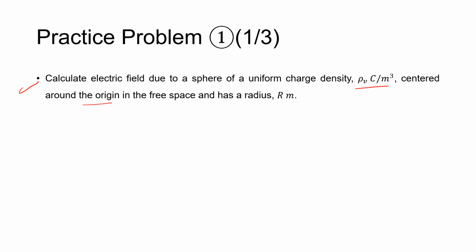Of course, we have much information here. First, we have the sphere centered around 0, 0, 0, the origin. It has a radius of r, and in this free space, this means that we need to use epsilon naught. And of course, we also have rho v coulomb per meter square.